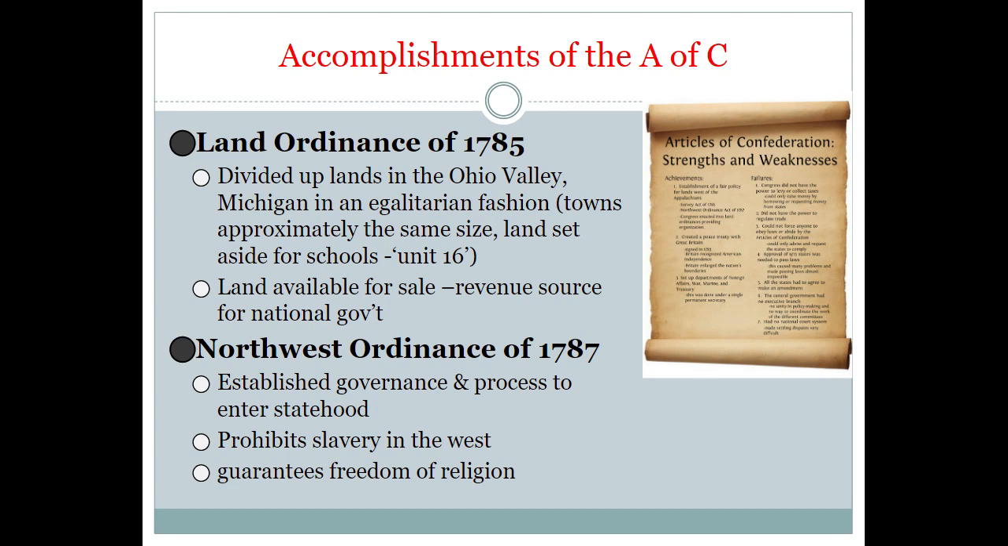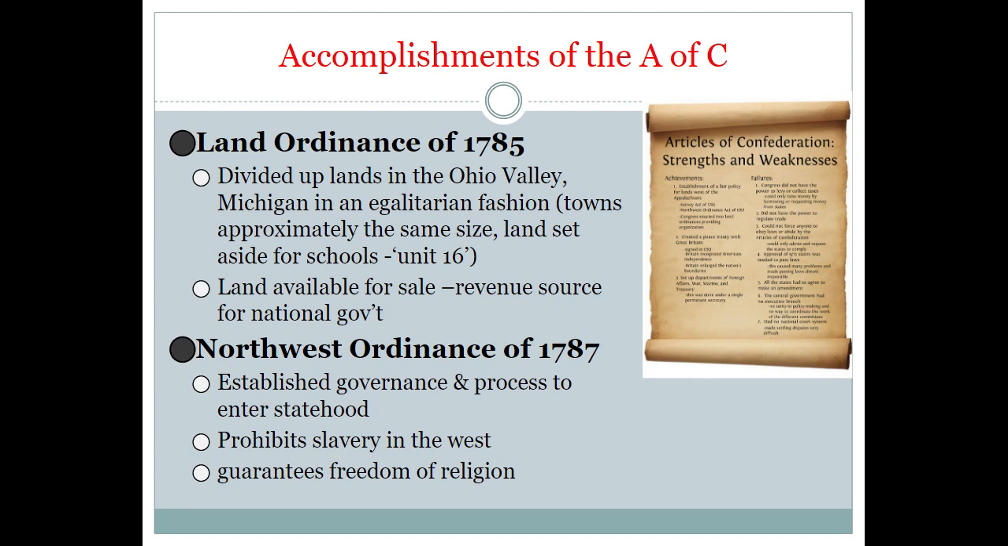They have to have written plans of government. They have a territorial governor. They have a process by which they get to 60,000 people. They may apply for statehood. They have to present their plan of a state constitution, which has to get the approval of Congress. Every other state in our union since 1787 has gone through this process.